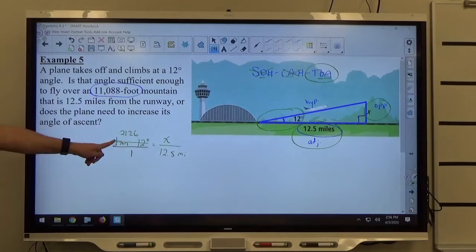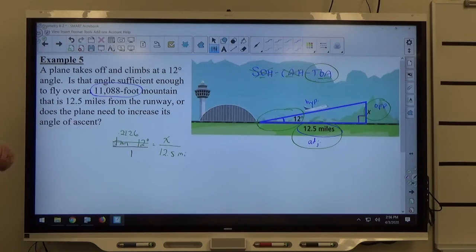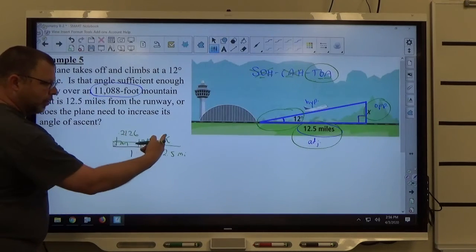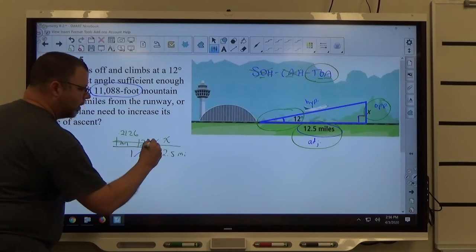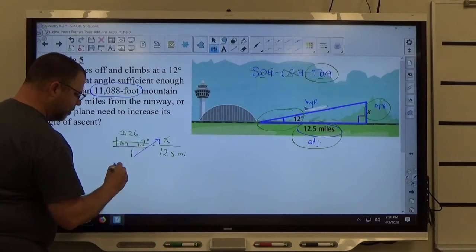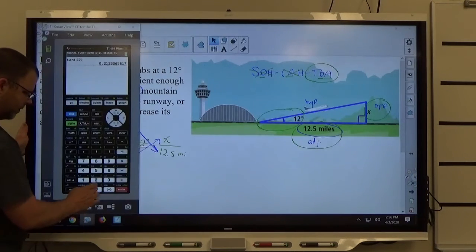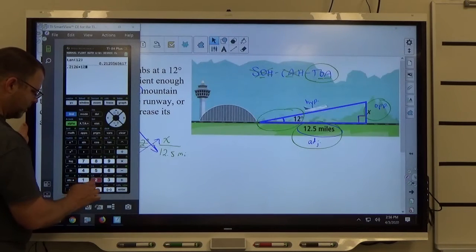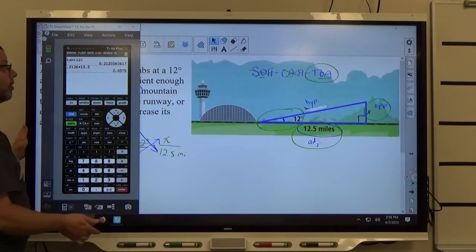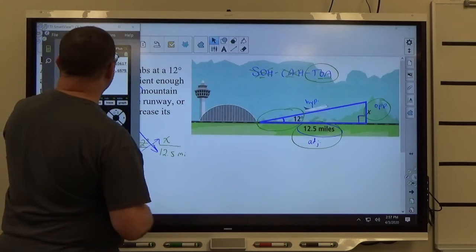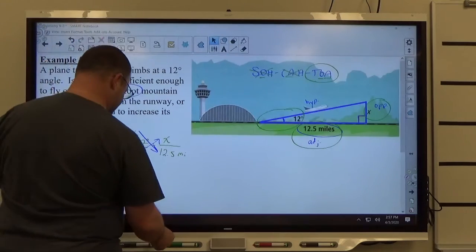So 0.2126 is the same as tangent of 12, but 0.2126 is a numerical value, so it's easier to work with. So I've got my proportion: 0.2126 over 1 equals x over 12.5. I cross multiply. 1 times x equals 0.2126 times 12.5. Once again, the Google calculator can do multiplication also. Once you get that calculator up, just type in what you need. I'm getting 2.6575.